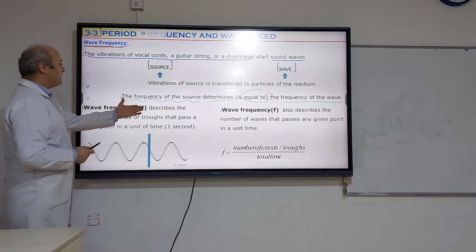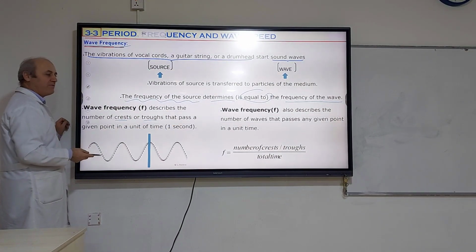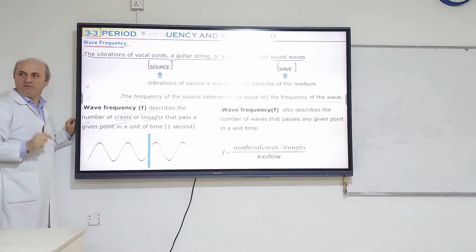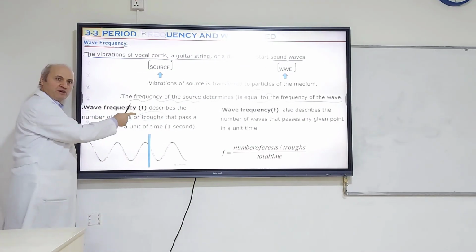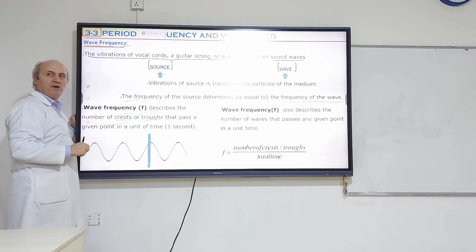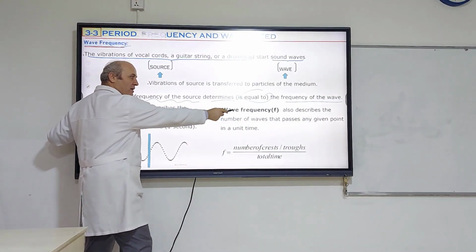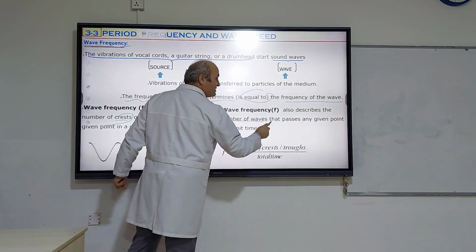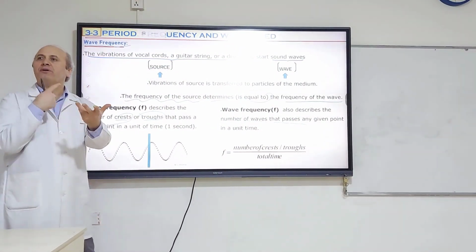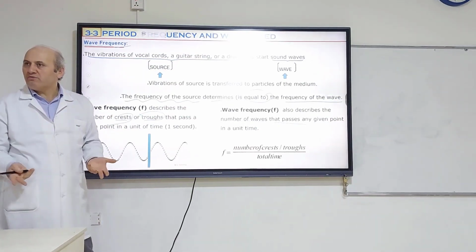So wave frequency describes the number of crests or troughs that pass a given point in a unit of time. Because we know that from crest to crest or from trough to trough, it is one wave. When we are counting the crests or troughs, we are counting the waves. One crest to the next crest, one wave passes. Another crest, one more wave passes. That's why the second definition is about the number of waves that pass any given point. These two definitions are equivalent. Counting the number of crests means counting the number of waves. Counting the number of troughs means counting the number of waves.